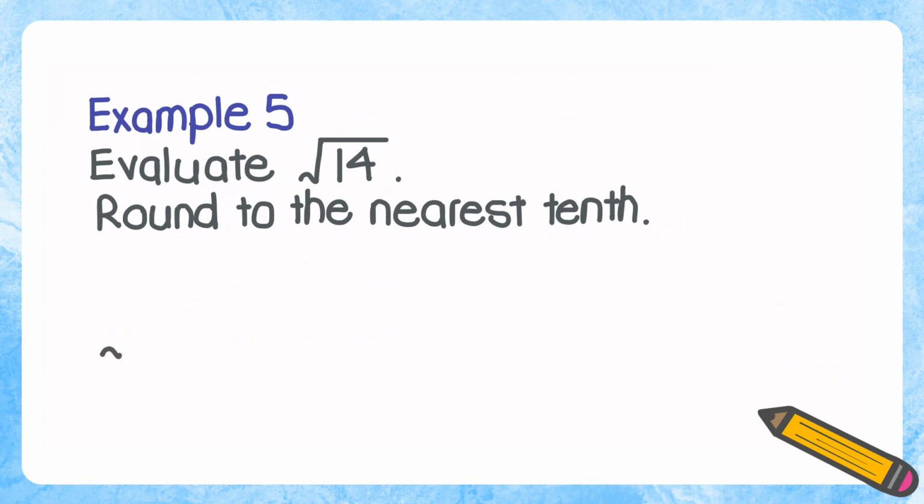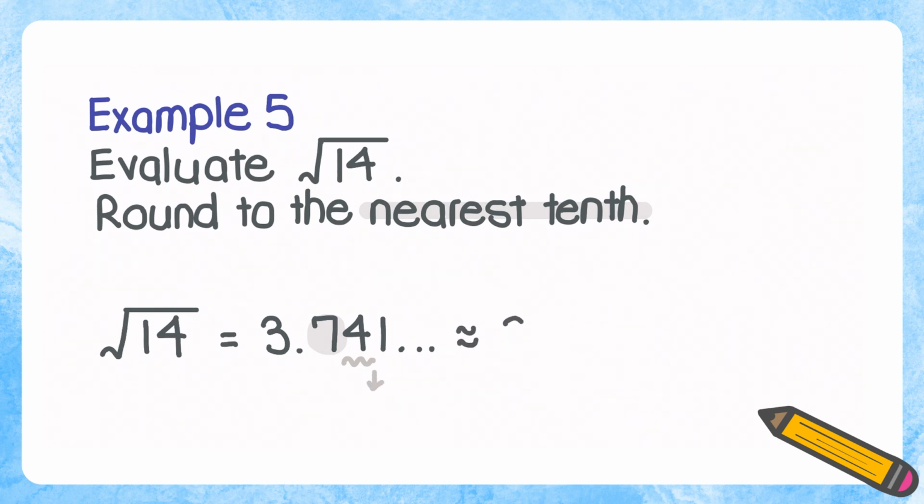Try this example on your own and then press play when you're ready to compare answers. So the square root of 14, if you plug it into your calculator, is 3.741, and it keeps going. But since we're just rounding to the nearest tenth, in this case we would be rounding down, so we find that the square root of 14 is approximately 3.7.